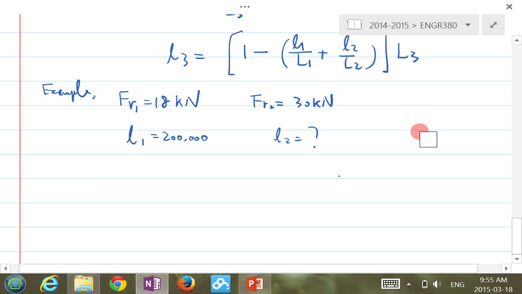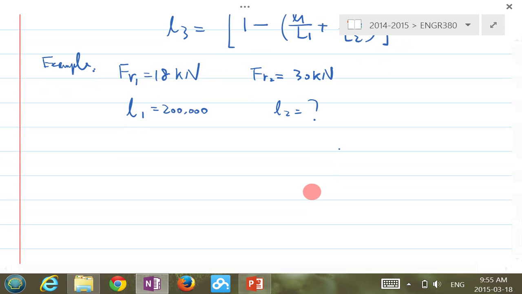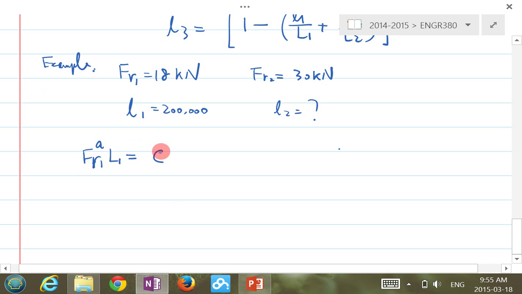Okay. So let's follow our thoughts today here. So F1, I called it FR1, right? FR1, so basically FR1 to the power of a, L1 equal to FR2 to the power of a, L2 equal to C10 to the power of a, L10.